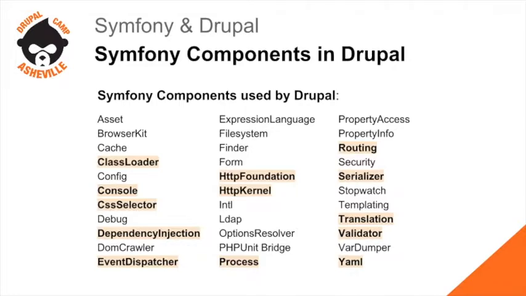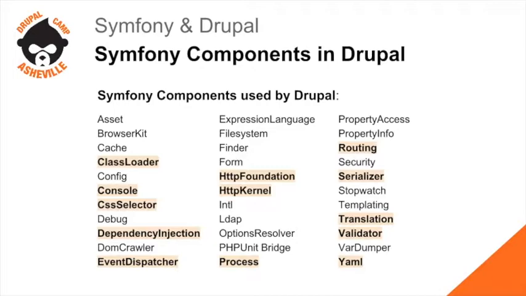Oh man, is that all washed out? Basically. All right, so I'll point to each one. Drupal uses the class loader, the console, CSS selector. So that's like using PHP to select certain CSS elements within HTML. The dependency injection container, the event dispatcher, the HTTP foundation and kernel, which is the request response.